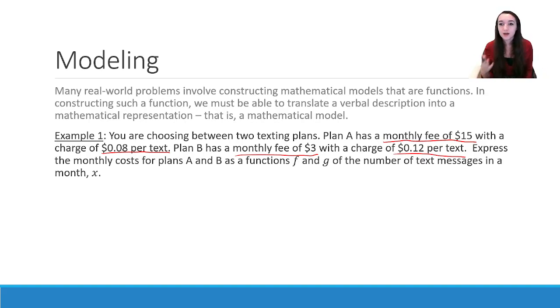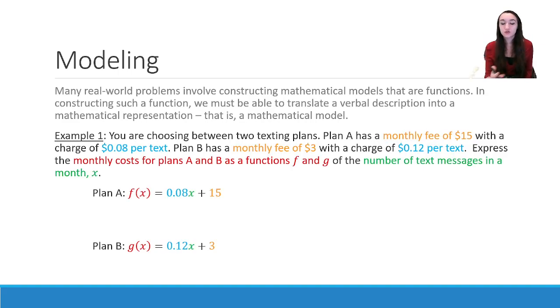If I'm going to build my models, I'm going to take that information where the 8 cents and the 12 cents are my slope, because that is how the amount of money I owe changes. Whereas the monthly fees are flat fees that don't change, and if I send 0 texts, that's how much I am charged. So altogether, for plan A, we get f of x equals 0.08x, so that's 8 cents times the number of text messages per month, plus the $15 flat fee. And plan B, g of x equals 0.12x plus the $3 flat fee.